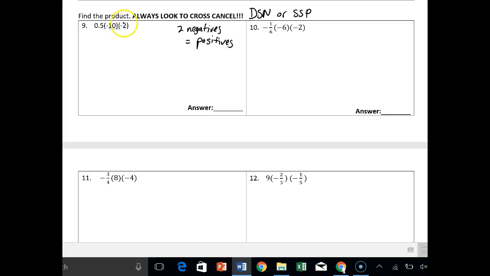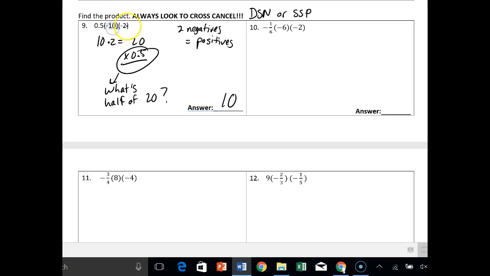So 0.5 times 10 times 2. It doesn't matter what you multiply in what order because the commutative property of multiplication says you can do it in any order. So I like to do 10 times 2, which I know is 20, and then 20 times 0.5. I could do this multiplication, or I could just say, hey, this is saying what's half of 20? That's all that's saying. And the answer is 10, right? If you did it the other way, what's half of 10? That's 5. 5 times 2 is 10.